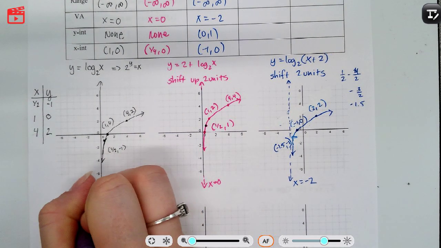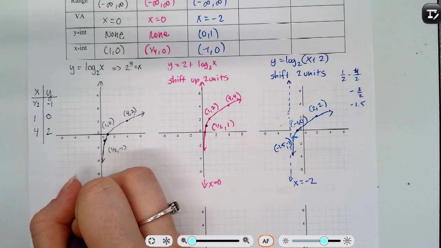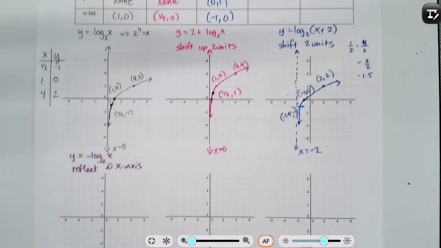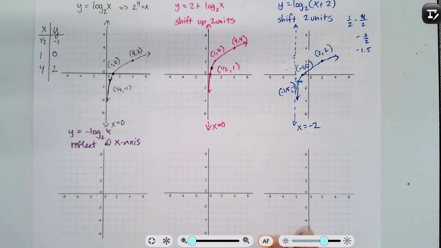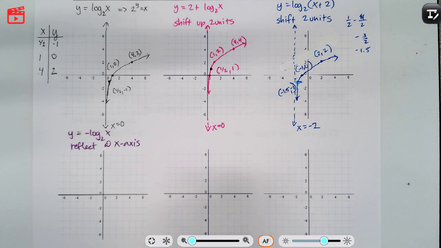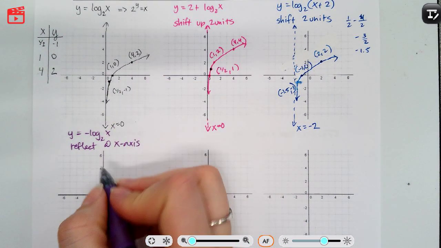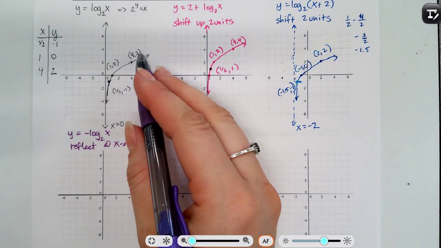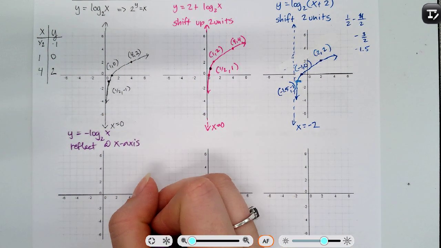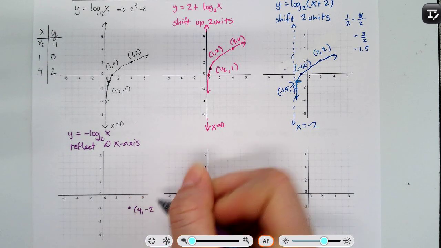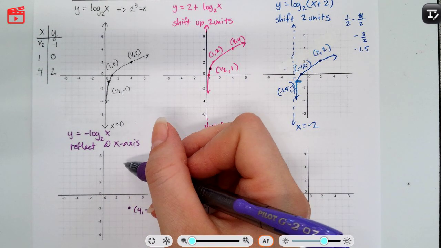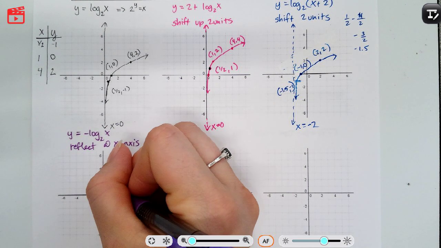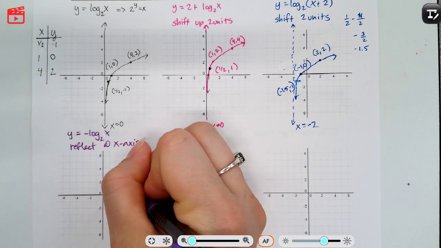All right, well, this is y equals negative log base 2 of x. So this is a reflection about the x-axis. So reflecting about the x-axis, that means you're going to multiply all the y values by negative 1. So this will end up being 4, negative 2. And that's going to be, oh, well, that doesn't change, 1, 0. And this will be half, positive 1.